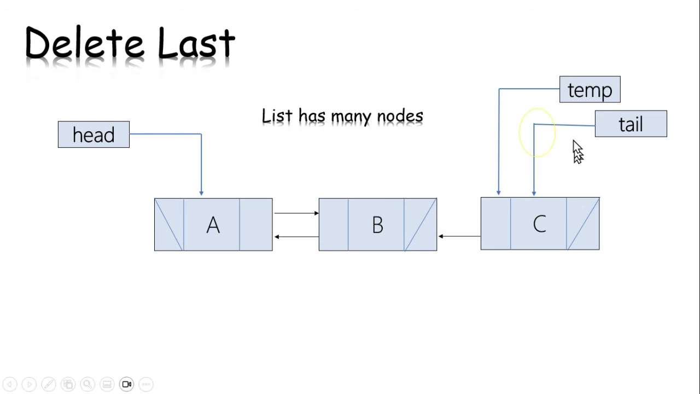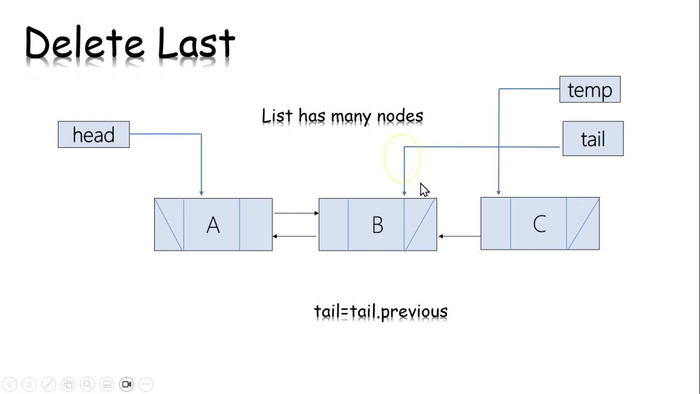The next job is to instruct the tail pointer to point to the previous node, in this case B, because when you delete the last node, the last node in our doubly linked list will be B. Then we can give this instruction: tail equal to tail.previous. By giving this instruction, our doubly linked list will look like this. The tail points to B.